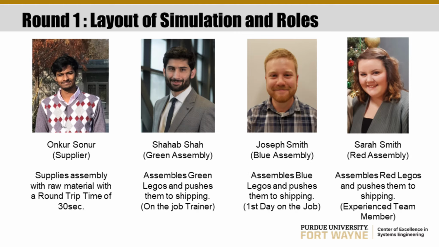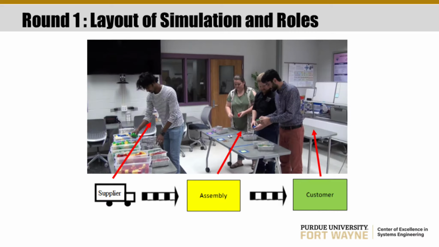Ankar will serve as our supplier, while Shahab is managing green assembly, Joe is doing the blue Lego assembly, and Sarah is doing red Lego assembly. Shahab is also serving as our on-the-job trainer. Here's the physical layout, where Ankar is on the left at the supplier table, and we have 3 assemblers at the assembly table feeding the customer of their work, which is the shipping table.